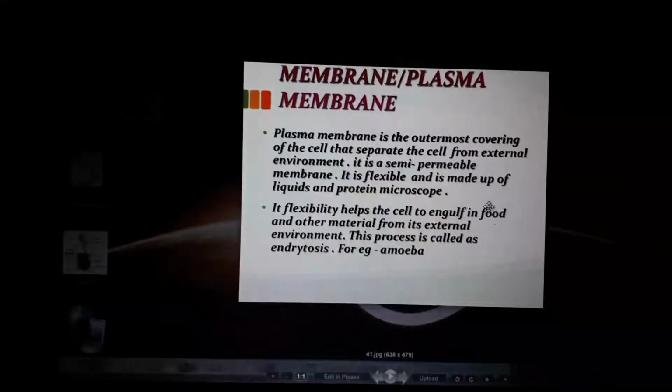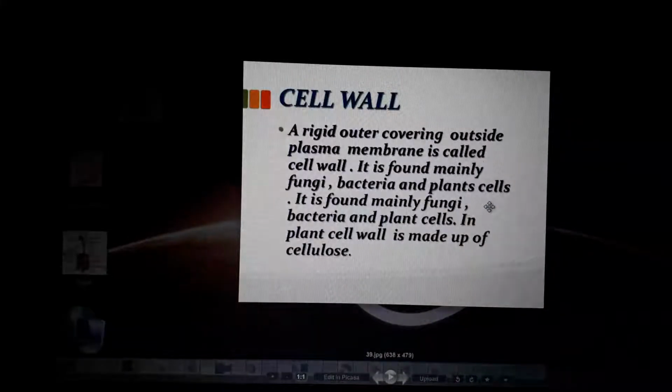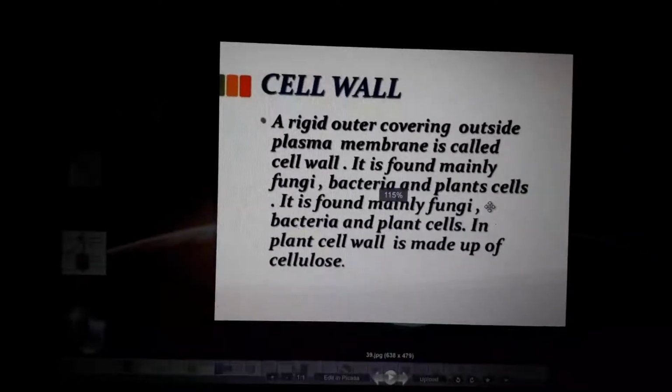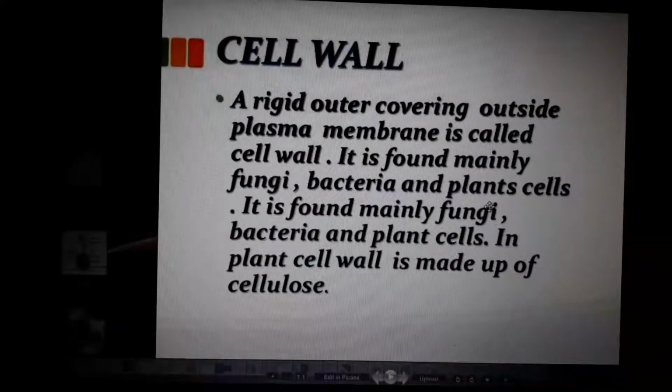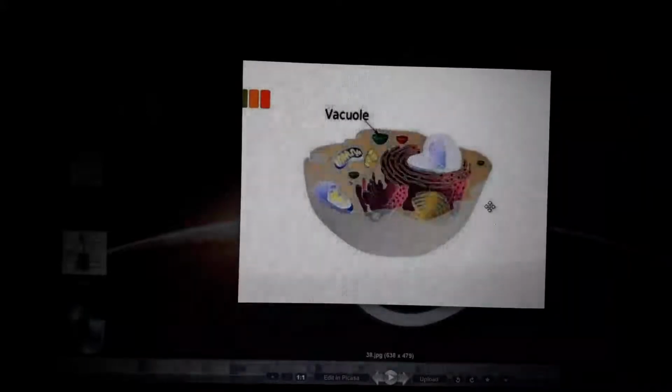What is this cell wall? A cell wall is a rigid outer covering outside the plasma membrane. It is found mainly in fungi, bacteria, and some plant cells, not all plant cells. In plant cells, the wall is made up of cellulose. That's why it has a rigid form. You know that plants are stronger. A piece of wood is stronger than our hand. It is because of the presence of the cell wall in plant cells.